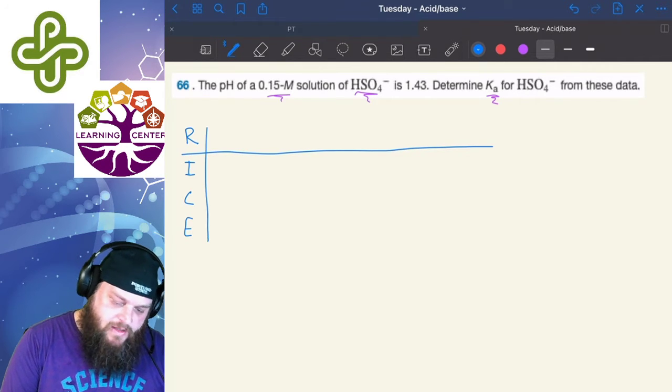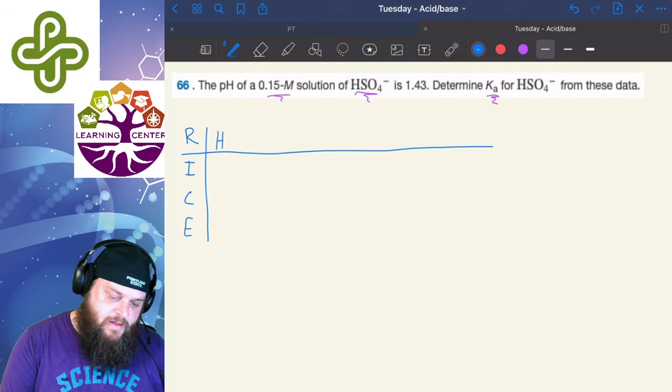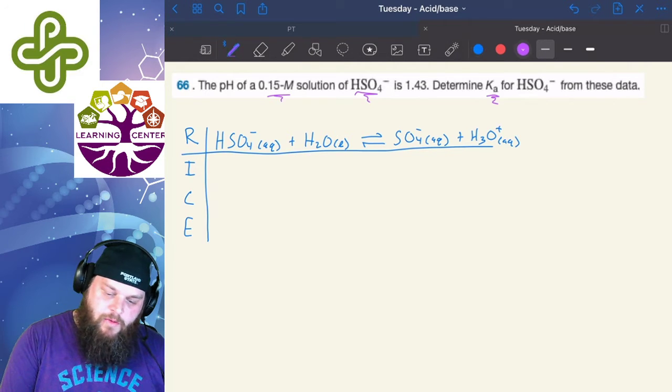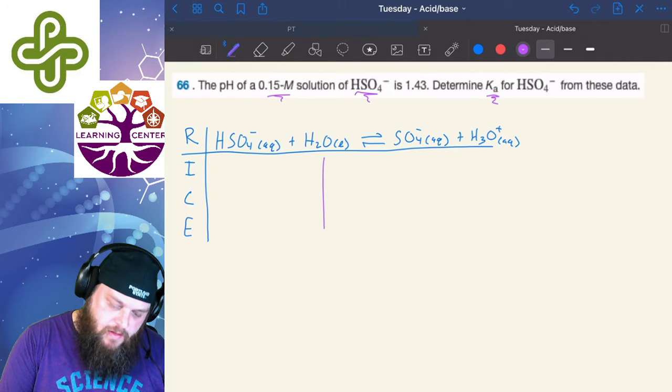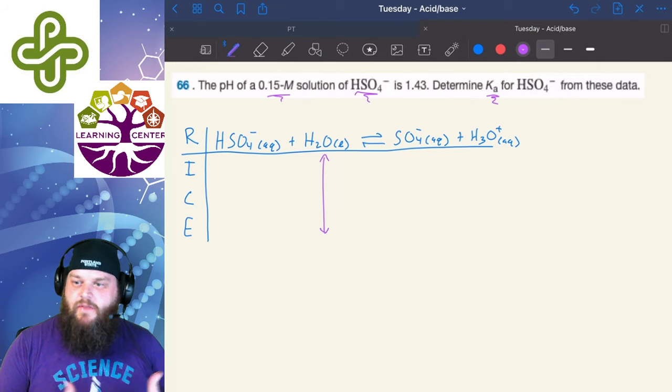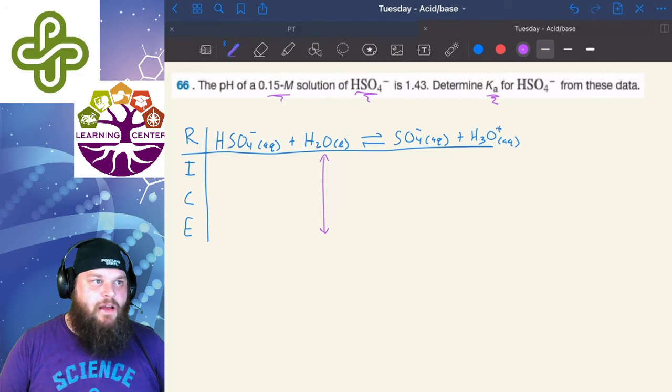So what we want to do is write the reaction down to begin with. So that's HSO4 minus aqueous plus H2O liquid is going to be in equilibrium with SO4 2 minus aqueous plus hydronium. And then we want to write the initial concentrations for everything. So for liquid, we don't care about liquid. The water, it's our solvent.